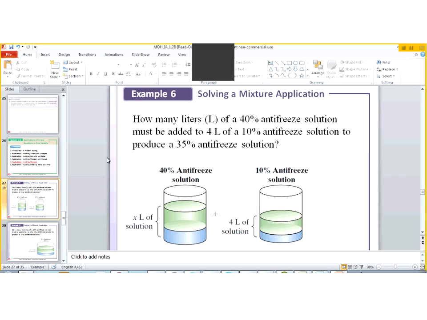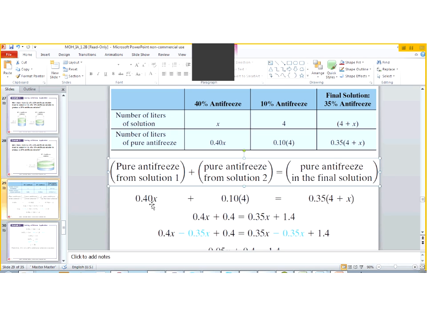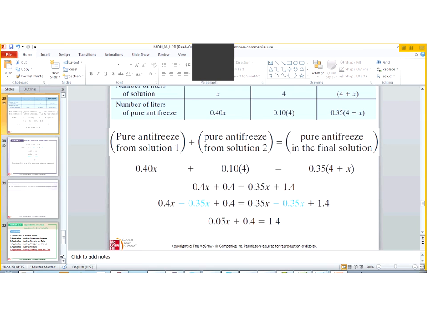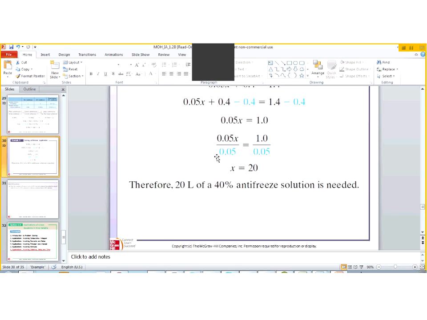So now that you see how to set this up, let's take a look at the solution again, see if that makes a little bit more sense. Okay, you see how we have here 0.4x plus 0.1 times 4 equals 0.35 times 4 plus x. Now they decided to not eliminate the decimal, that's fine. You could multiply each term by a factor of 10 to solve for x, but you can just deal with the decimal all the way to get x equal to 20. So therefore 20 liters of 40% antifreeze solution is needed.